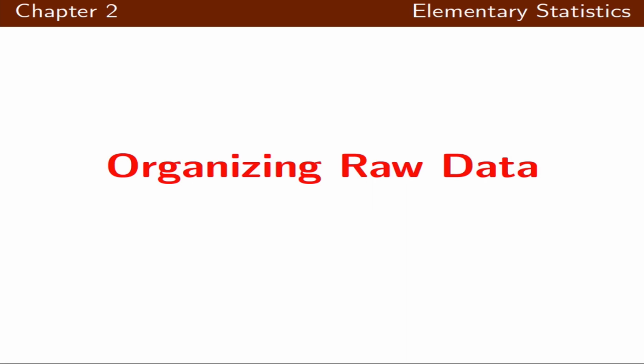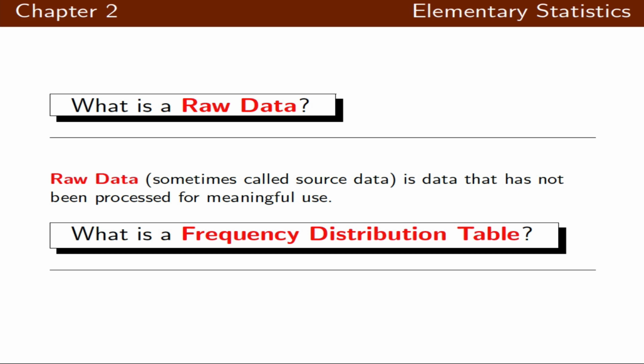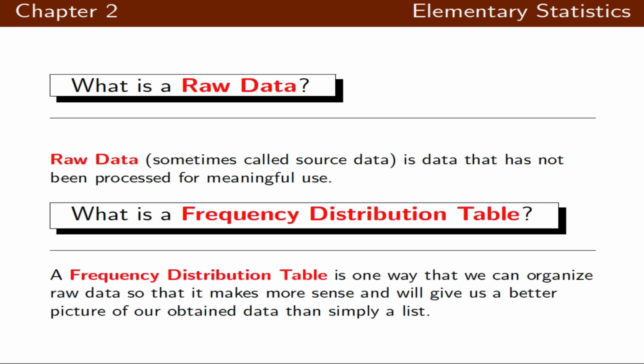In this presentation, we're going to talk about how to organize raw data. Well, raw data is when the data is collected but has not been processed for any meaningful use. It is sometimes referred to as source data. A frequency distribution table is one way that we can organize the raw data in order to use it later on for maybe drawing pictures or obtaining any other information from it.